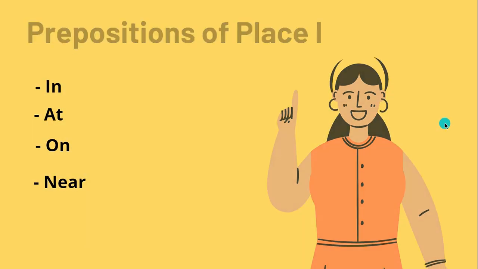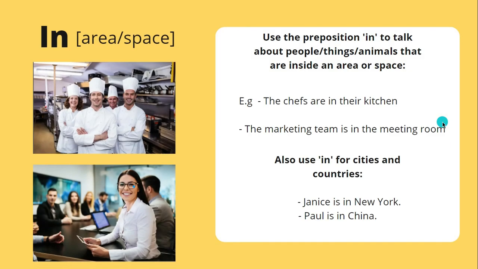The first preposition of place is in, and in makes reference to an area or a space. So we use the preposition in to talk about people, things, animals that are inside an area or space. For example, the chefs are in their kitchen. That means that they are enclosed, they are inside that space, the kitchen. The marketing team is in the meeting room. So the meeting room is the space they are inside.